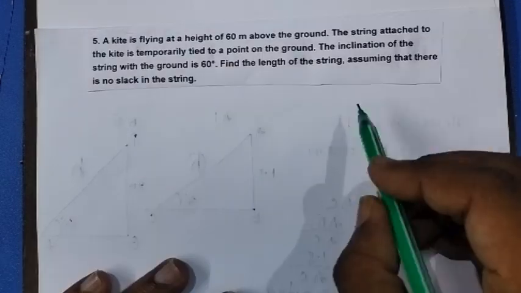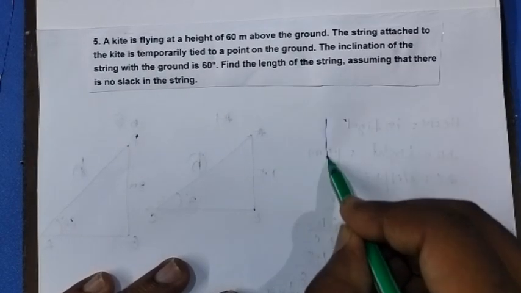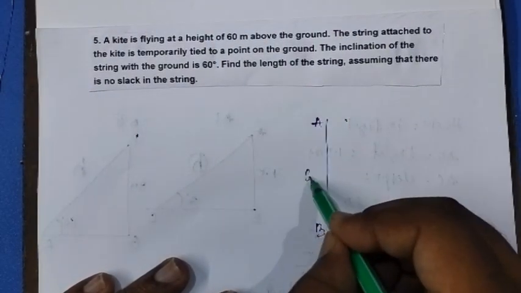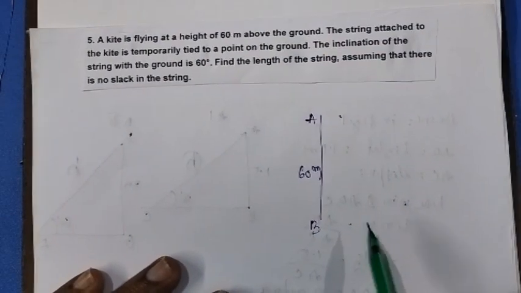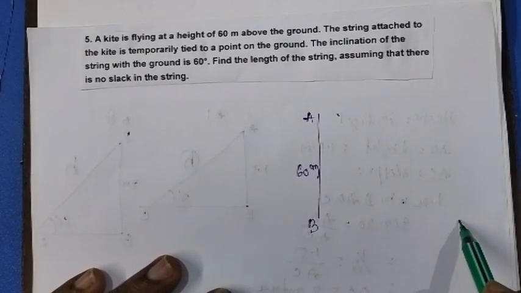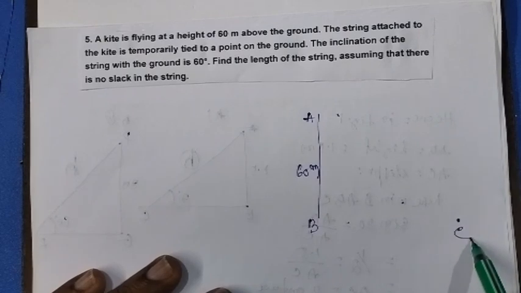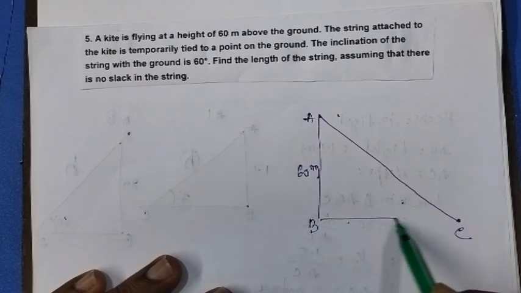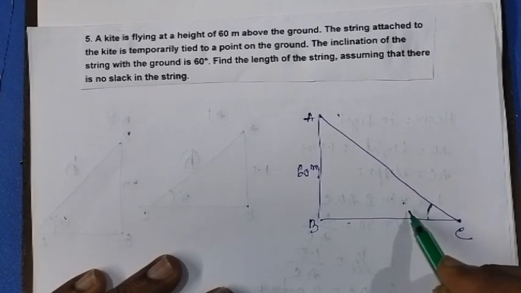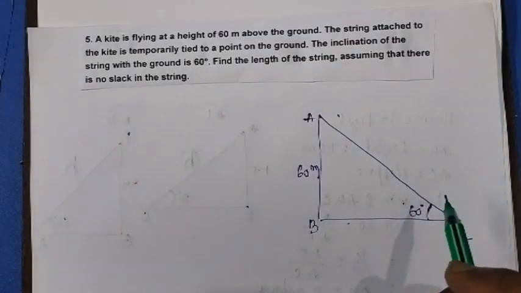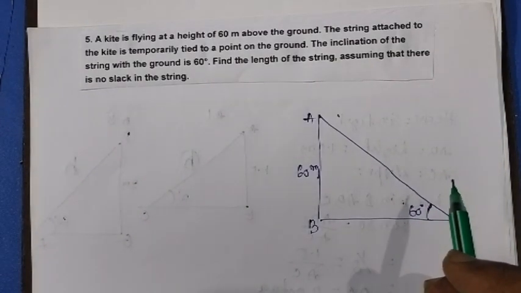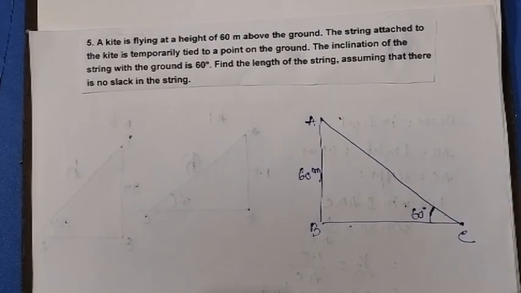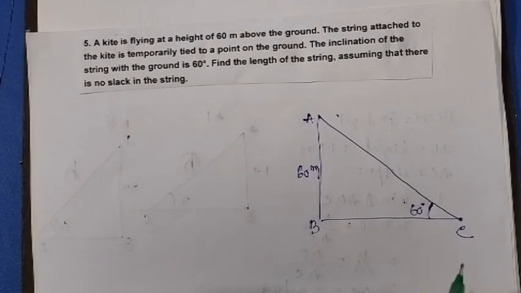in the string. That means let's take AB is the height of the kite, that is 60 meter, and the string attached at C at an inclination of 60 degree, and assume that no string is slack. That means the string is straight. So here we have to find out AC.